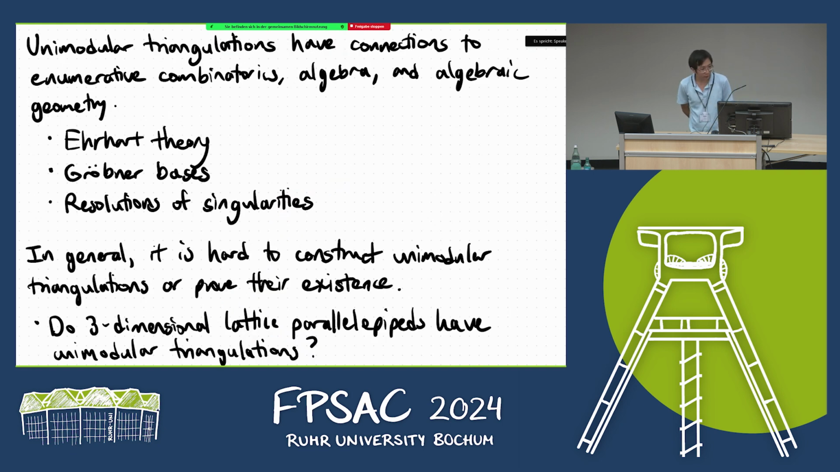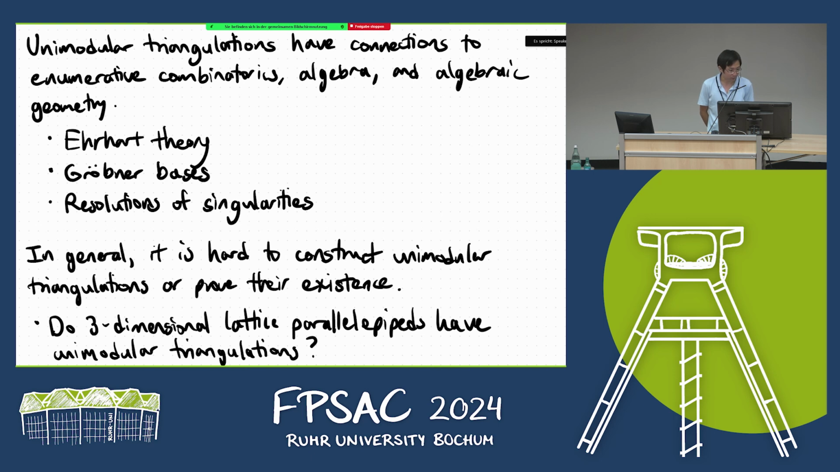And then unimodular triangulations appear in various contexts. Lattice polytopes have connections to various areas of mathematics, and oftentimes having a unimodular triangulation has some consequence in that area. Just to briefly give some buzzwords without explaining anything: Ehrhart theory, Gröbner bases, and resolutions of singularities. If you're interested in one of these, I could talk to you later.